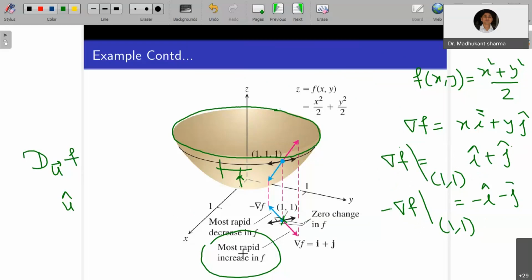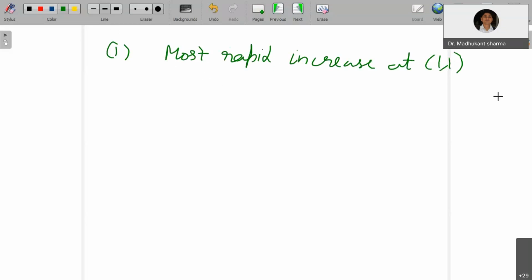Now you will see no change when you have a direction which is orthogonal to grad f. So it is easy to identify now. For the first case, the most rapid increase at 1 comma 1 will be in the direction u equals grad f divided by mod grad f.